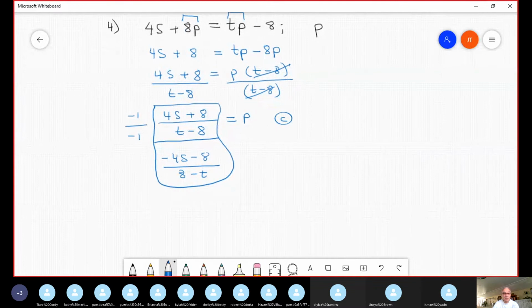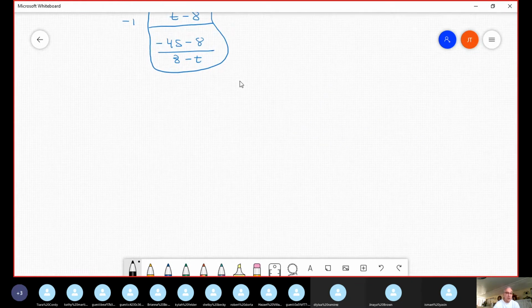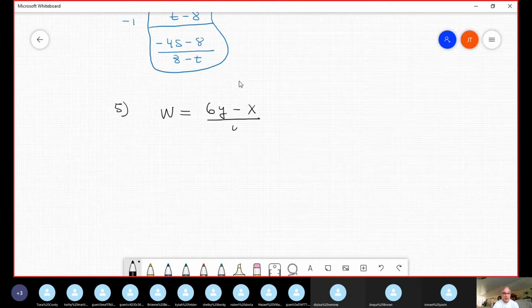Okay, one more, and that's it for that part of the literal equation. Literal equation number 5. The problem is w is equal to (6y minus x) divided by y. Solve for y. I need to manipulate this in order to isolate the y. Okay, one fantastic way to remove the fraction or the proportion is cross multiplication.